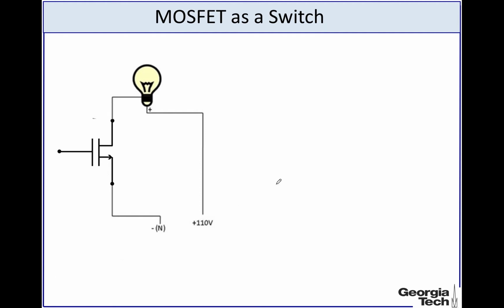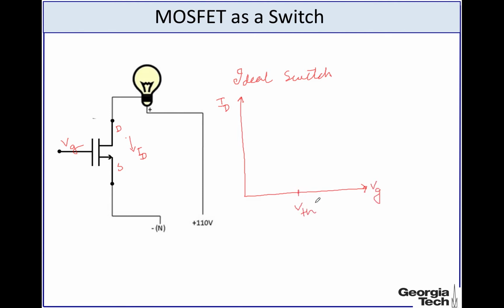So usually what we do is that we draw the desired characteristics of a switch, or the characteristics of an ideal switch. The way we do it is that we say, okay, this is the drain and source terminal, and this is the current that is flowing through the transistor channel, and this is the gate voltage. So we plot the drain current ID as a function of Vg, and this is the threshold voltage.